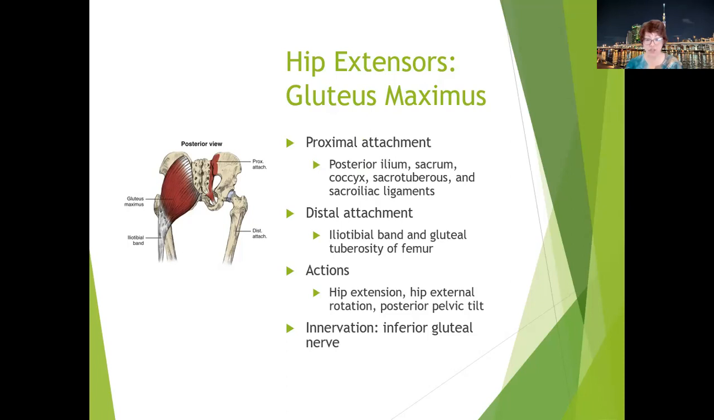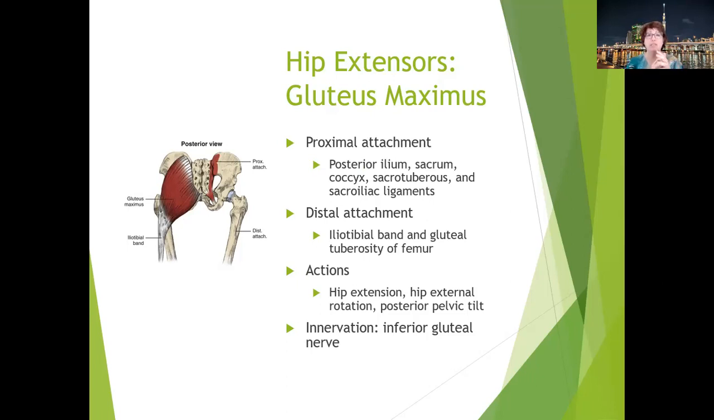Our hip extensors are mostly innervated by the sciatic nerve, except the gluteus maximus has its own. I figure it's a big muscle, it needs its own connection. Its proximal attachment: it's a rhomboidal muscle, so it has a broad proximal attachment and a broad distal attachment, and it's roughly square, so it's a quadrilateral shape.